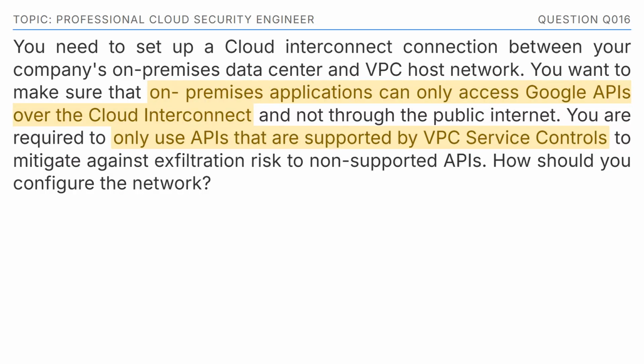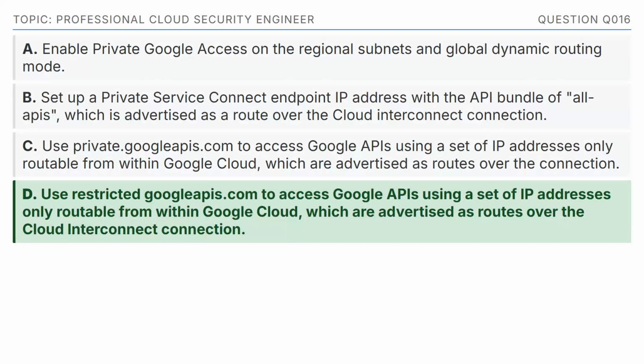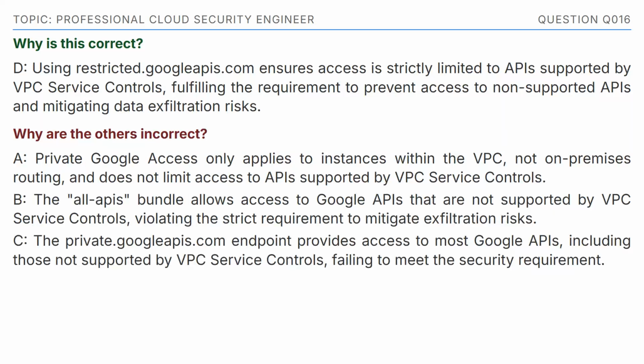To arrive at the correct answer, we focus on the keywords. On-premises applications can only access Google APIs over the Cloud Interconnect. Only use APIs that are supported by VPC Service Controls. The correct answer is option D, use restricted.googleapis.com to access Google APIs using a set of IP addresses only routable from within Google Cloud, which are advertised as routes over the Cloud Interconnect connection. Why is this correct? D. Using restricted.googleapis.com ensures access is strictly limited to APIs supported by VPC Service Controls, fulfilling the requirement to prevent access to non-supported APIs and mitigating data exfiltration risks.